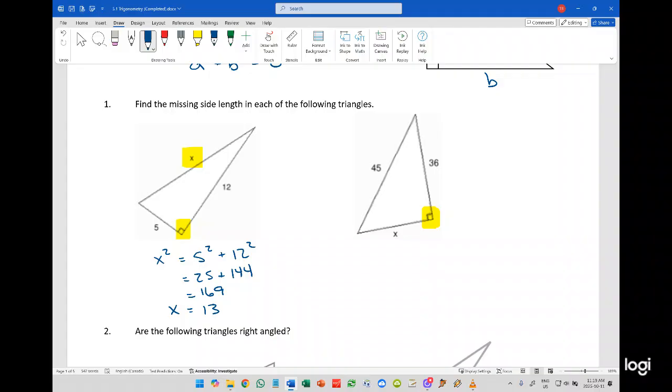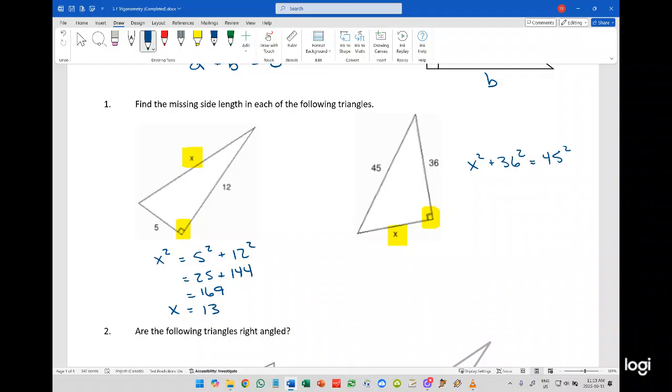All right, for the second one, I'm going to be honest, a lot of people are going to jump into this one on the test and say, well, same question, Pythagorean theorem, 45 squared plus 36 squared equals x squared. But they would be mistaken. The reason is that the unknown in this case is one of the legs, not the hypotenuse. The rule says that if I take the two legs and square them, then I get the hypotenuse squared.